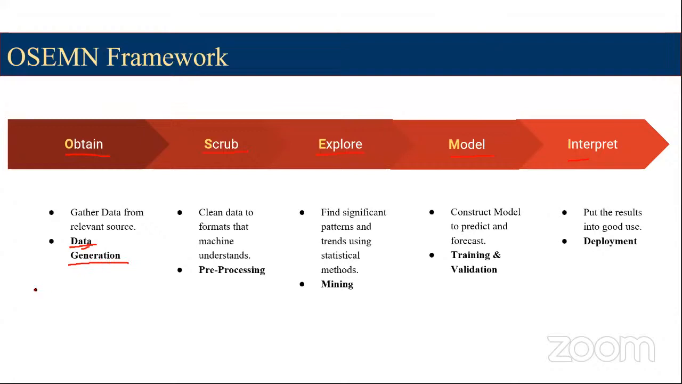So what do we do in obtain? In obtain, you first understand the business problem.